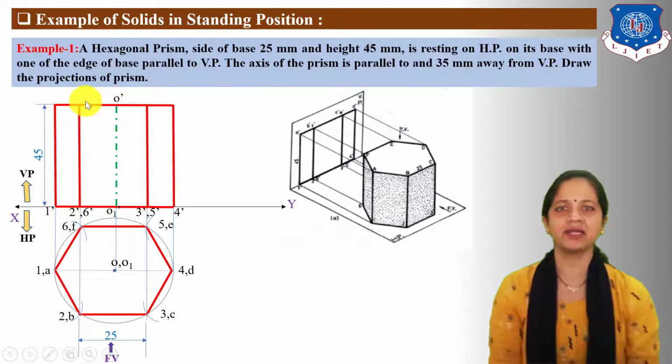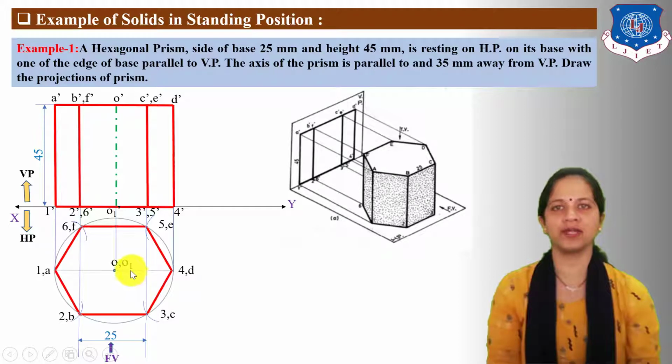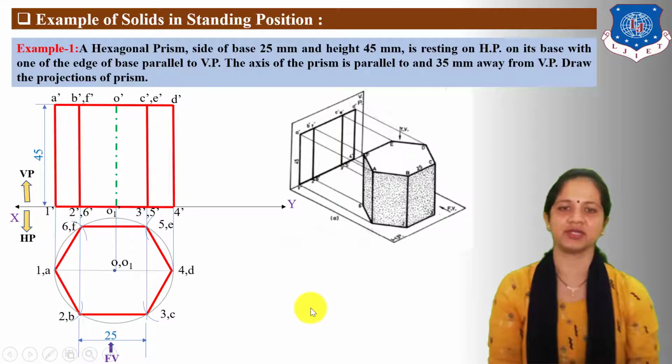Next, mark the top face corner points as A dash, B dash, F dash, C dash, E dash and D dash. Now here, as per the given data, the distance of O1, the center of the hexagon or axis of the hexagonal prism, is given as 35 mm from VP or XY. So this is the top view and front view of the hexagonal prism as per the given resting or standing position.